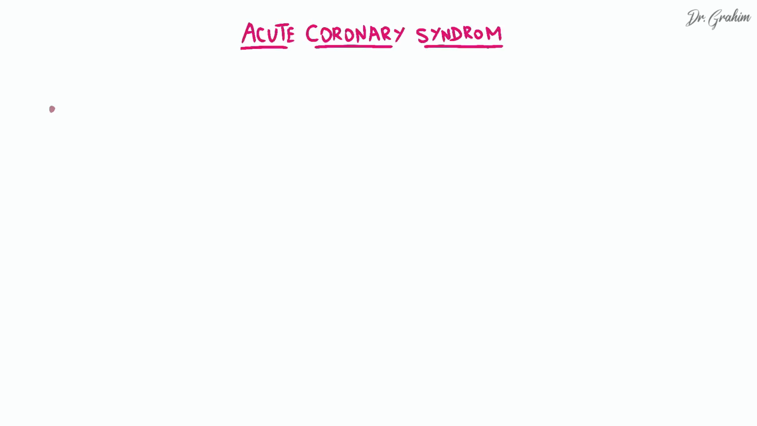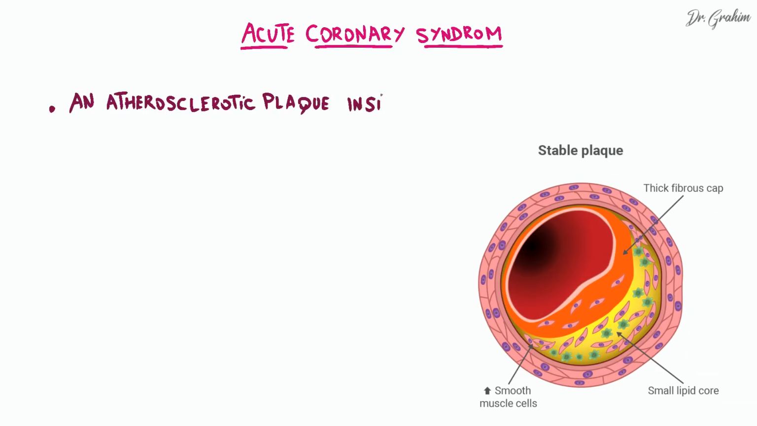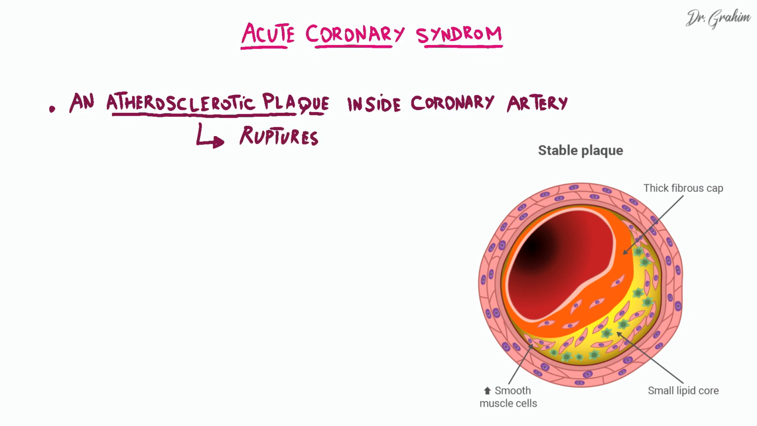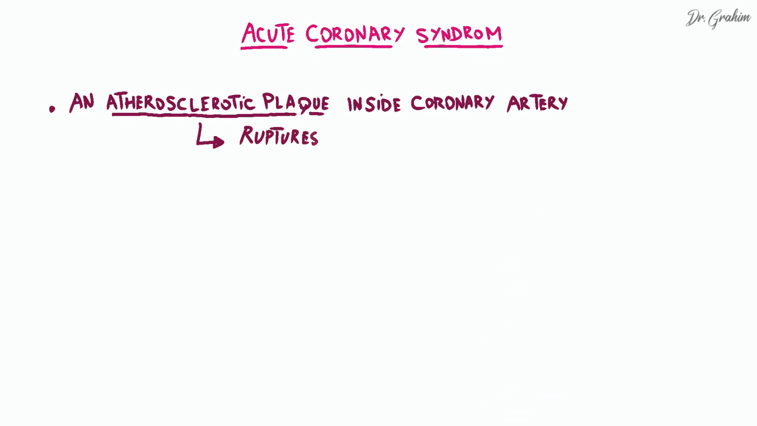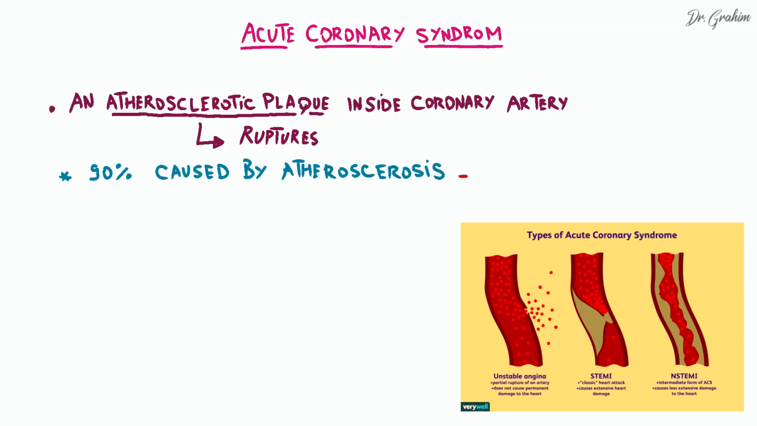Acute coronary syndrome occurs when an atherosclerotic plaque inside a coronary artery that supplies blood to the heart ruptures with the formation of a thrombus on its surface. 90% of cases are caused by atherosclerosis, making it the most frequent cause.